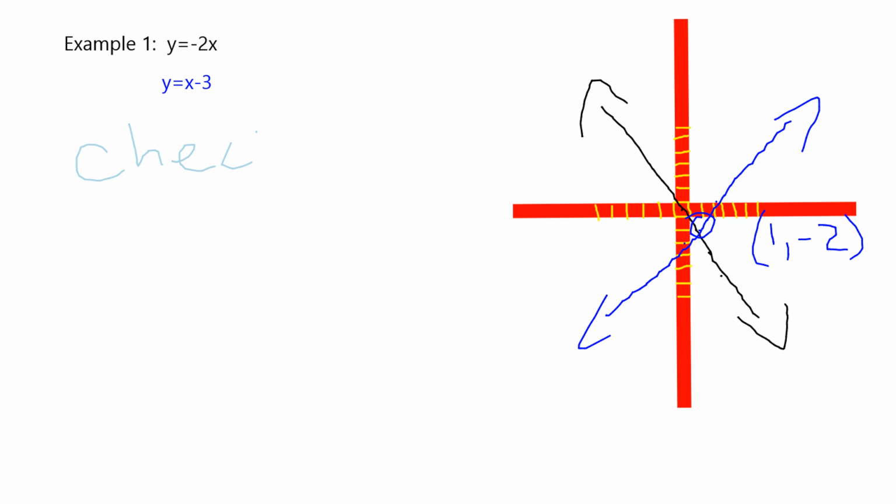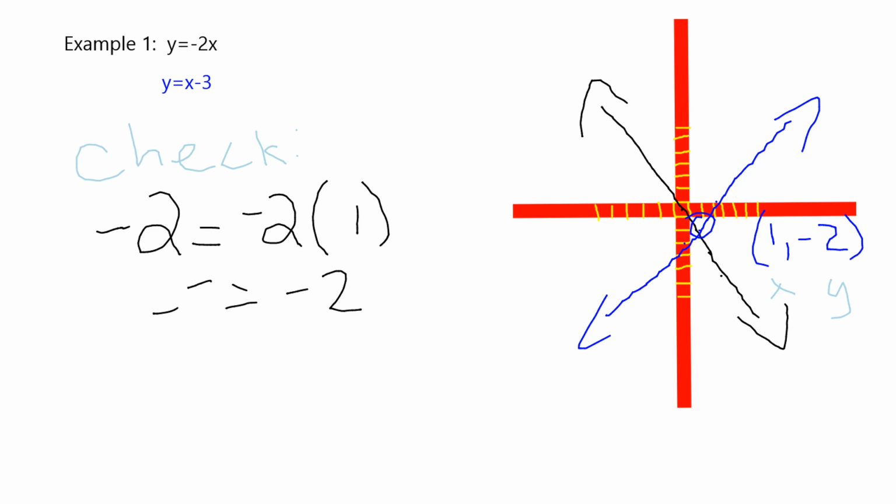To check, you first need to label your coordinates, x, y. And then you're going to substitute everything you know into each equation. So my first one is y equals negative 2x. Well, I know y is negative 2 equals negative 2 times x of 1. So negative 2 times 1 is negative 2 equals negative 2. So the first one checks out.